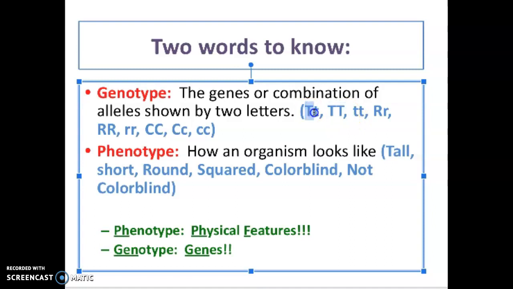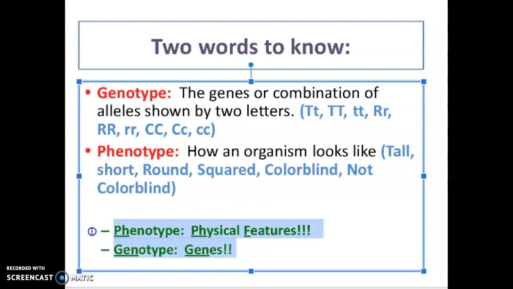For example, big T might represent tall. Little t might represent short. Big R might represent your eye color, might represent brown. Little r might represent blue eye color. So we represent the genotype as letters. The phenotype, which is what it actually represents, is gonna be tall, short, round, squared, colorblind, not colorblind.